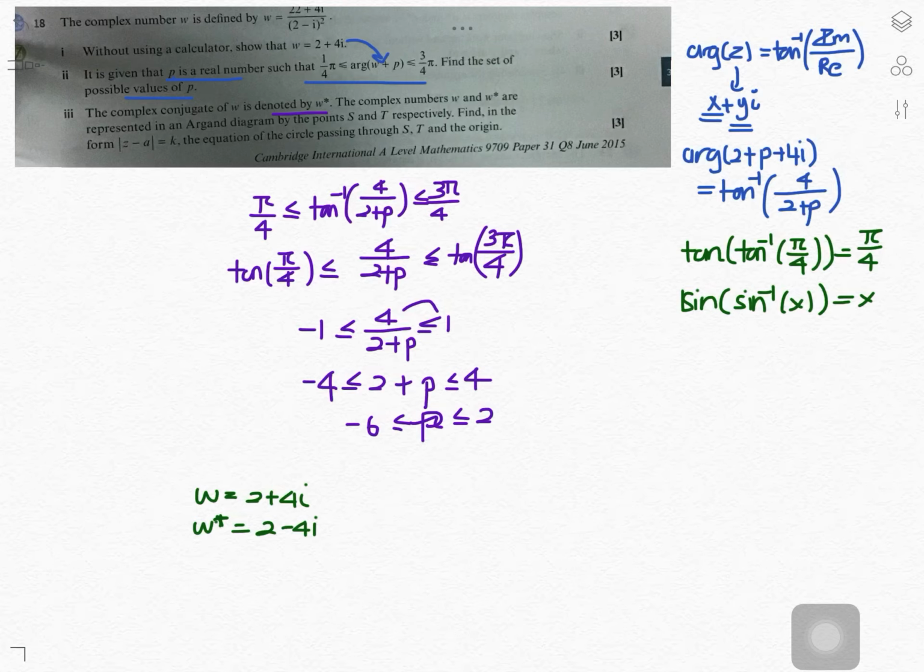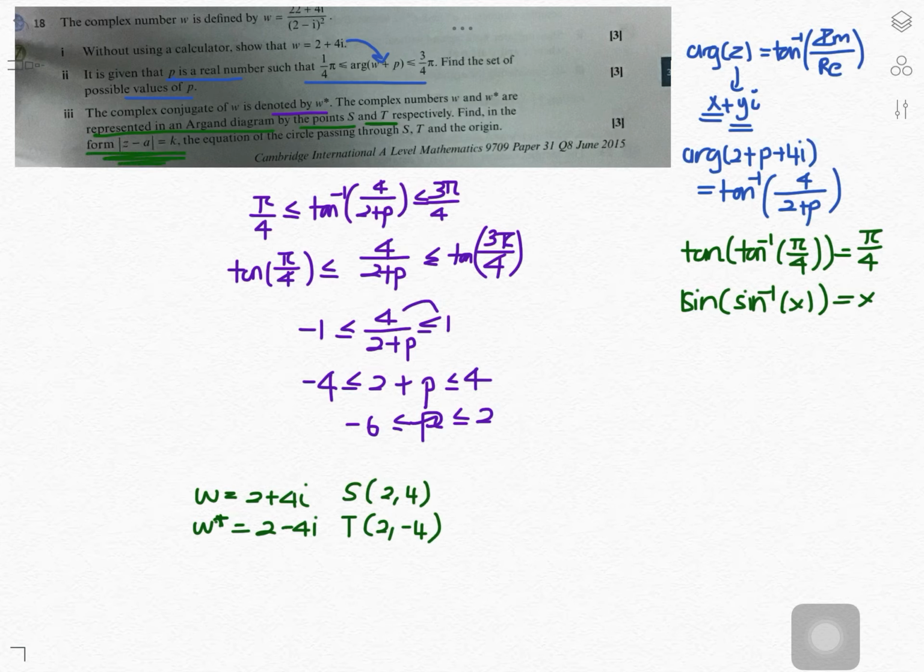Now they say it is being represented in an Argand diagram. You're going to draw it in an Argand diagram where W is point S and the conjugate is labeled as point T. So how do I write this? So this is going to be my S. My S is 2 comma 4 because it's a point. It's not a complex number. Then the conjugate is T and we're going to write it as 2 comma negative 4.